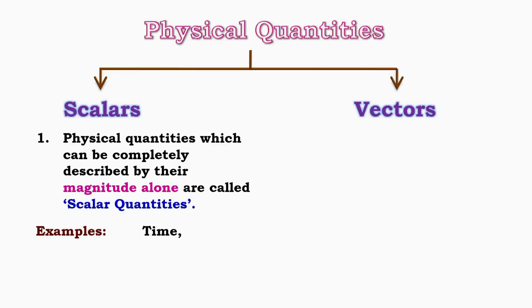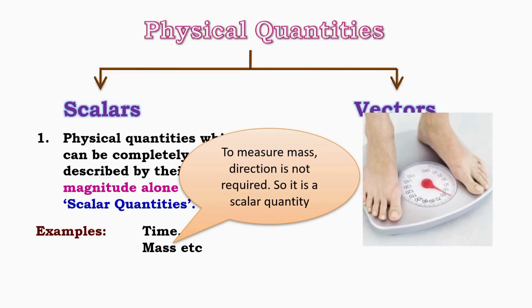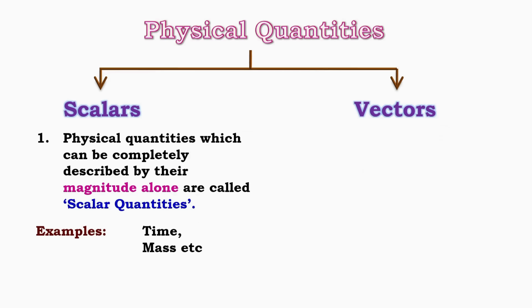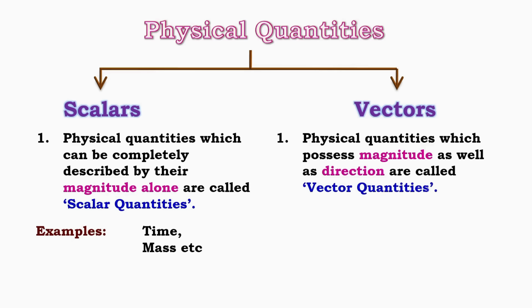So, time is a scalar quantity. To measure mass, direction is not required. Only how much mass is present matters. So, mass is also a scalar quantity. Some examples of scalar quantities are time, mass, distance, and temperature.